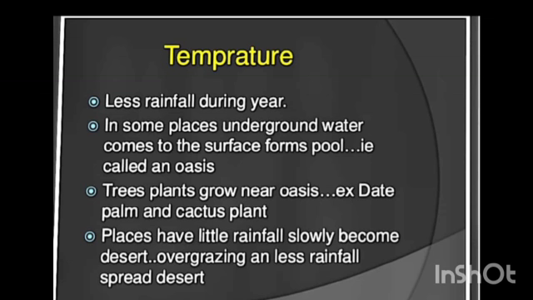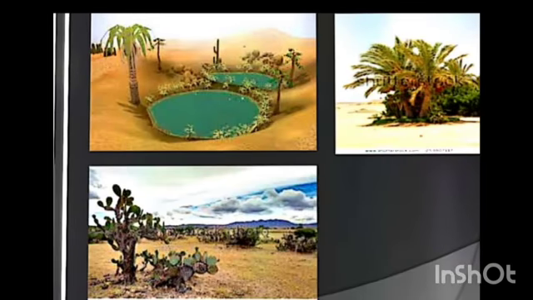Places that have very little rainfall slowly become desert. There are many other reasons for this, like overgrazing and deforestation. Here you can see the picture of an oasis and the plants grown in the desert.